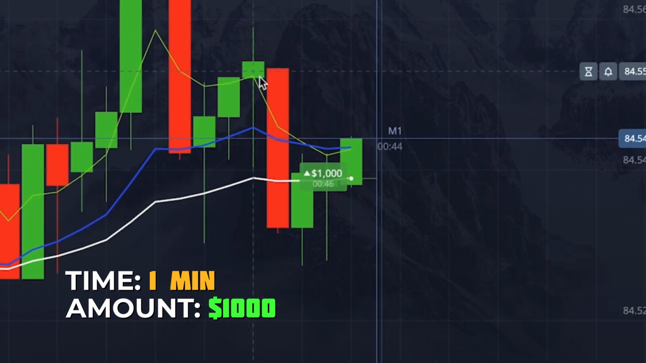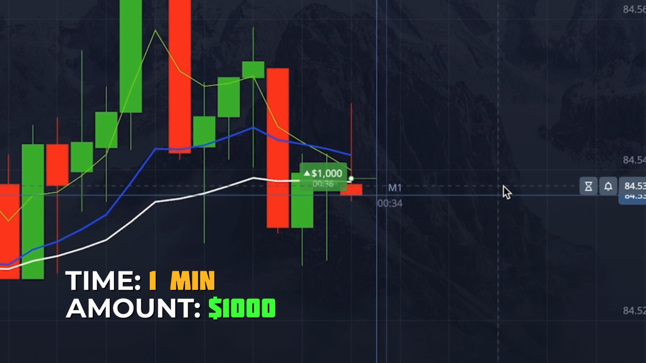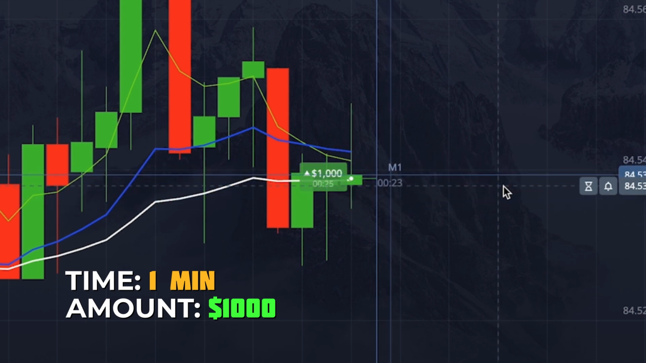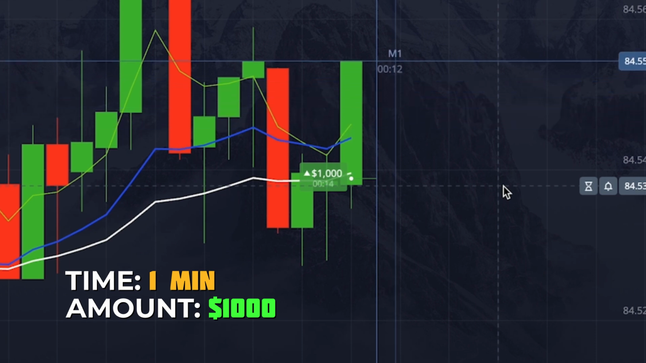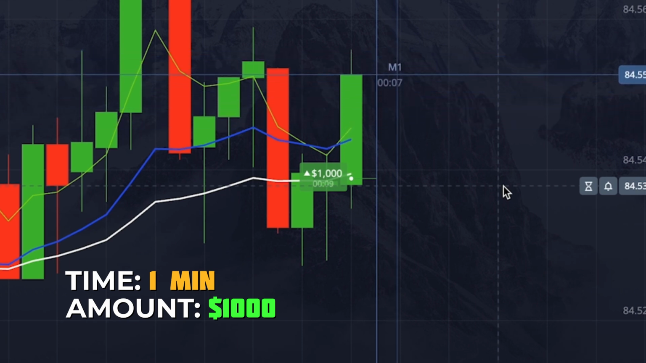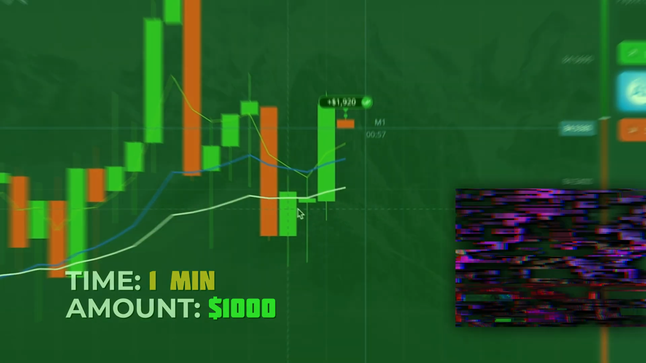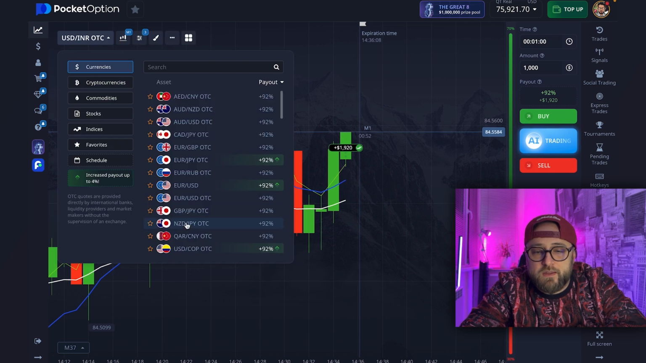Remember, if you see that something is not going well with this pair, with your scenario, just leave the pair and go to the next one and find a clear one. Patience. Don't rush. You see? Looks like this strategy works. Wow, that's great. Another profit. Let me find another pair for you.